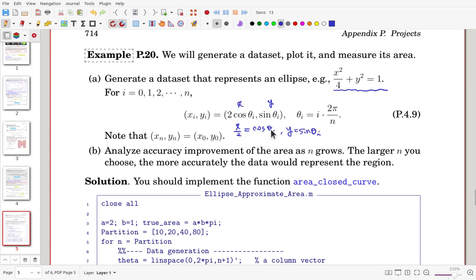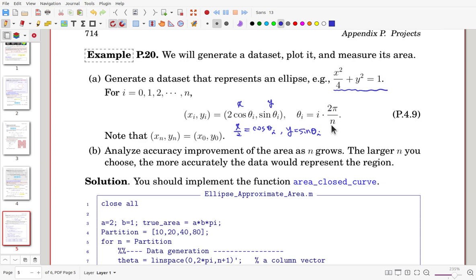The squares' summation is 1. That's exactly this one. So it is a parameterization of the ellipse. Okay. Well, of course, we can easily see that the last point must be the same as the initial point when theta_i is obtained through this formula, i times delta theta, which is 2 pi over n.